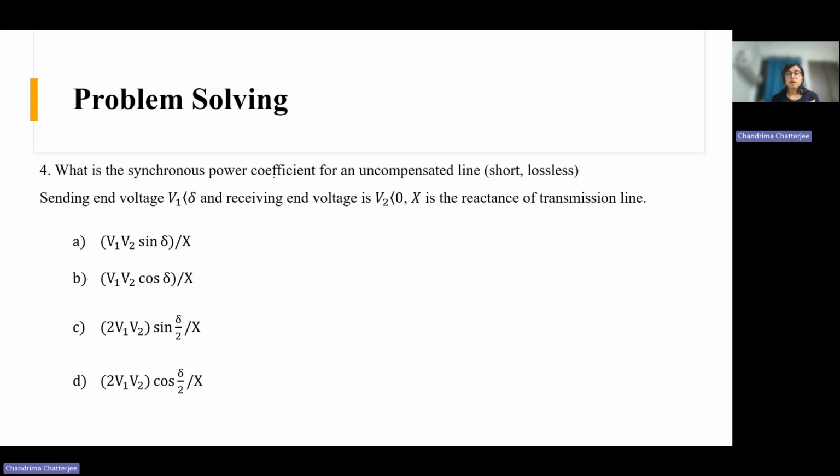What is the synchronous power coefficient for an uncompensated line, where sending end voltage is V1 angle delta, receiving end voltage is V2 angle 0, and X is the reactance of the transmission line? Now, what is the synchronous power coefficient? Synchronous power coefficient is this quantity, del P by del delta. This is the synchronous power coefficient.